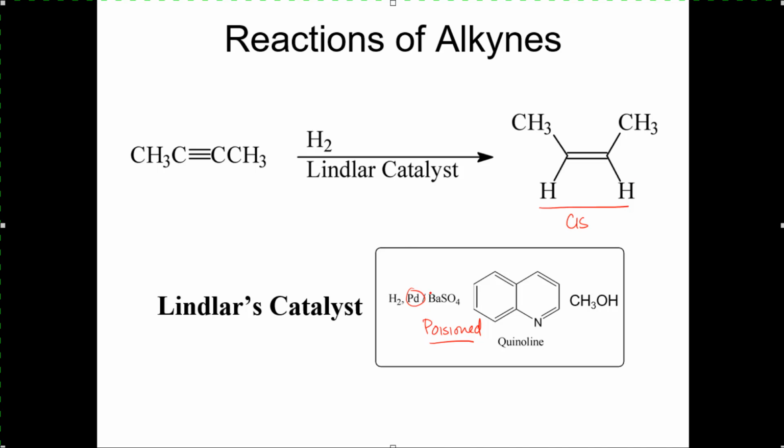catalyst. Now, the question would be, what if I want to form the trans double bond? If I want to form the trans double bond, I can't go through this hydrogenation mechanism. Because remember, the hydrogen gas comes and sticks on the surface of the palladium, and then the carbon-carbon double bond comes in, and both hydrogens add at the same time. So I can't use a hydrogenation with a metal catalyst reagent. I have to go to a completely different reagent.